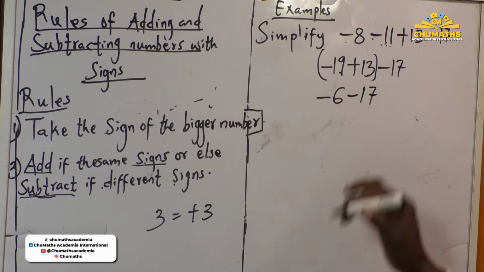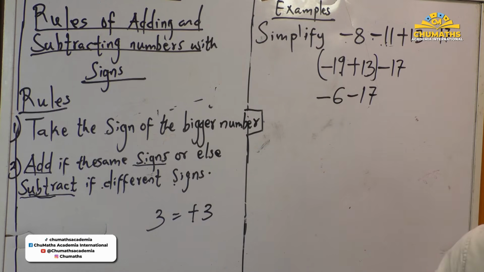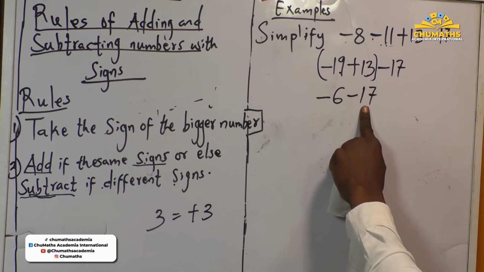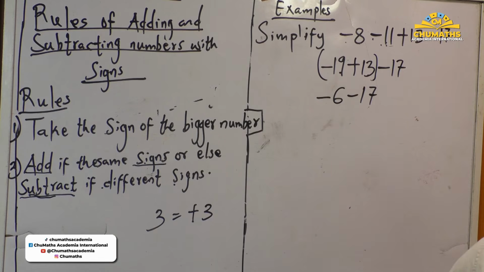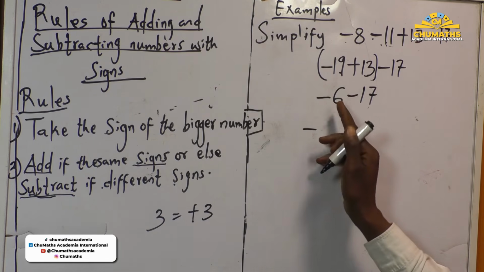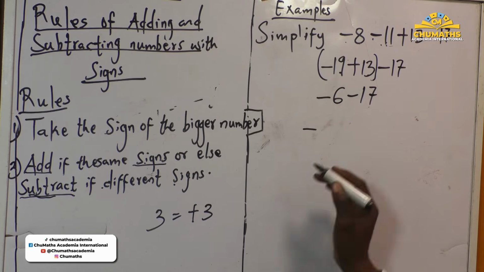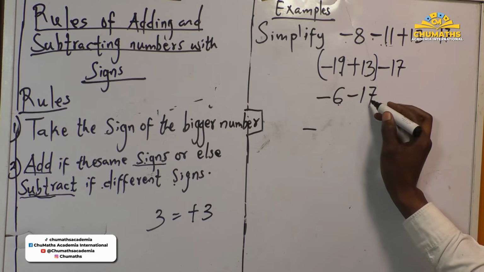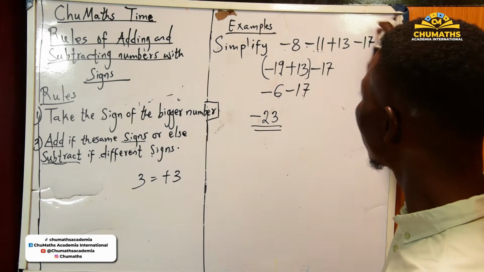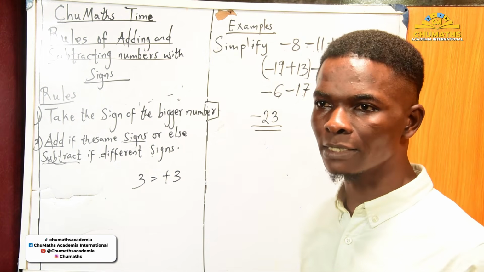Then I come back, I bring down what? Minus 17. So minus 17 now, I come back and take these rules again. Take the sign of the bigger number. If you look at this, the bigger number here is what? 17. The sign of every number is always before the number. So the sign is what? Minus. Then add if the same sign. You can agree with me that the two signs are the same. So what are you supposed to do? Add. So 6 plus 17 gives me what? 23. So it means that the answer of everything here is minus 23.